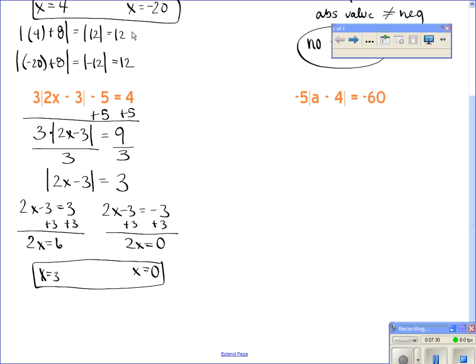First step is to always get absolute value alone. So if we're looking at this last problem, what's the first thing we have to do? Because of that negative 5 on the outside. Divide by negative 5. So at first you may think, oh, this is going to be a negative answer over here, but because we're dividing by the negative 5, negative 60 divided by negative 5, we get positive 12. So this one will work. We have our absolute value alone, so we can write it 2 times and get our 2 answers.